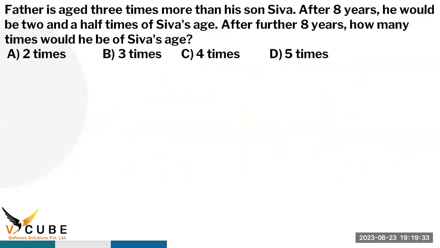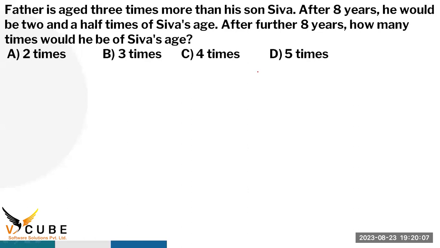Okay, right, next one. Sir, previously: father is aged 3 times more than his son Shiva. After 8 years he would be 2.5 times Shiva's age. After a further 8 years, how many times would he be Shiva's age? Okay, so observe the problem a little clearly and you will get the answer. I will tell shortcuts, no issue, but if you have any problems, solve by the basic method.